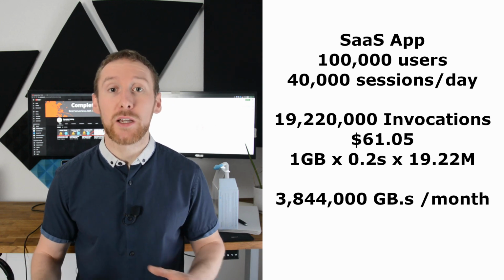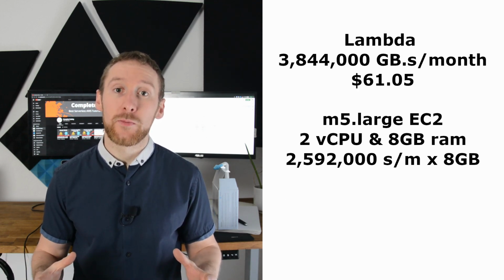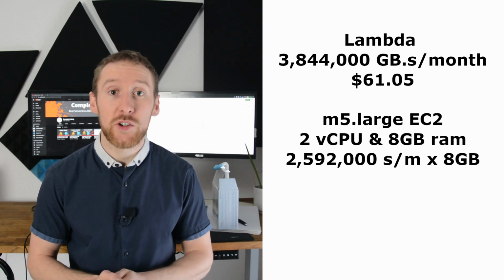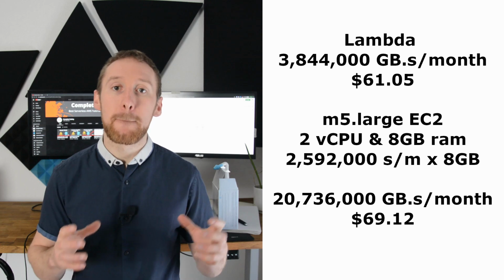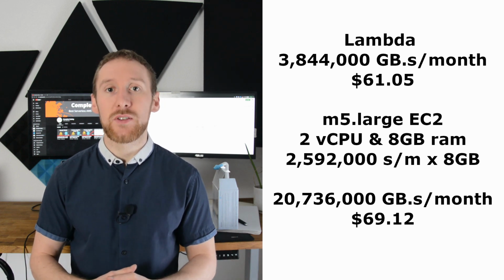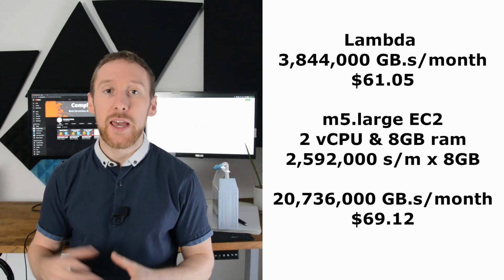Now, if we were to do the same thing with an EC2, we might go with an M5 large. This EC2 has 2 cores and 8 gigs of RAM. So if we work out its computational power, it comes out at 20.7 million gigabyte seconds per month. And you get all of that for just $69.17. As you can see, there is almost no price difference, but a massive difference in computational power. This sounds like a massive win for using an EC2, but we have to think about some of the tricks that Lambda has up its sleeve, such as automatic auto-scaling and pay per use.